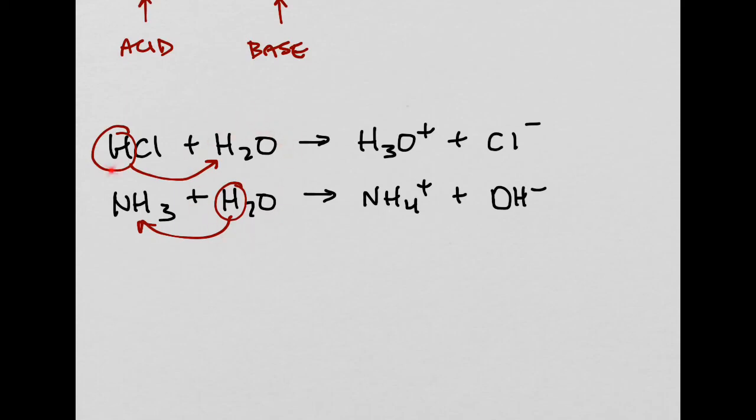Because in this top situation, water becomes our base. Everyone see that? That water becomes the thing that accepts the hydrogen and therefore is a base. But in the second situation, water is the donator of the hydrogen ion, and so in this case, it's the acid. It's the acid to the ammonia being the base. In this case, the hydrochloric acid is the acid to the base of water. So water can be an acid and it can serve as a base in our Bronsted-Lowry definition.